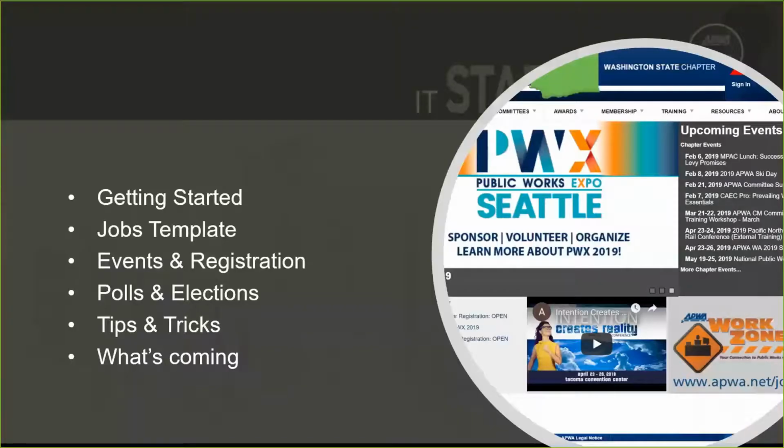Some of the things that we'll go over today is just how to get started. I know I've got a couple of you on the call that are going to be brand new to the website template, so just a little quick information on how to get started. We'll review the jobs template that's out there, as that's something new that maybe some of you don't know much about. We released that about a year and a half ago. Events and registration, we'll spend quite a lot of time on that. Polling and election, we'll go over that as well because it is also a newer feature in the last 2 years.